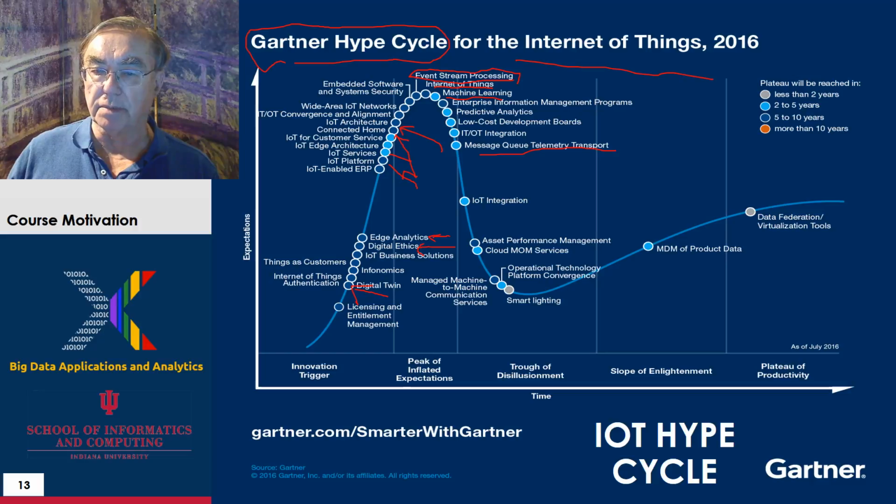MQTT, message queue telemetry transport, is just a protocol for how you communicate with things. I'm not so certain it's actually that good, but it's certainly very popular and comes from the intelligent machine and telephone world. Machine-to-machine communication, that would perhaps use MQTT as the protocol. Smart lighting, those are advertised all over the place.